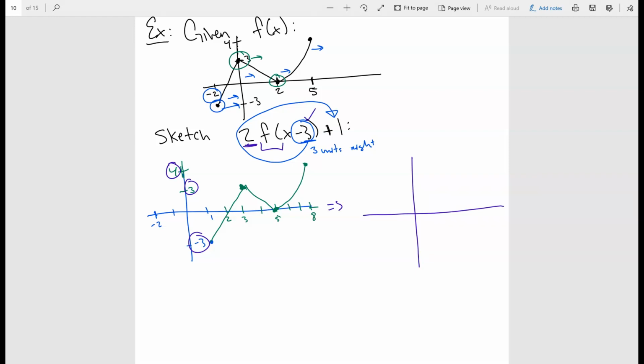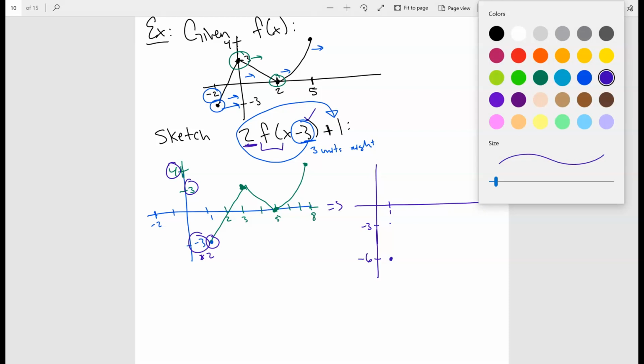All right, so this guy right here, which was at 1, -3. So what I'm going to do is multiply the -3 by 2. And that's going to give me -6. So instead of being here, it's now going to be down here. So I stretched it all the way down. Okay. Now I'm going to go to the next point.